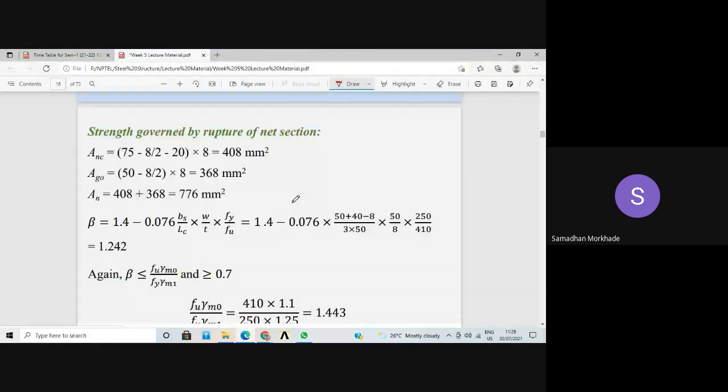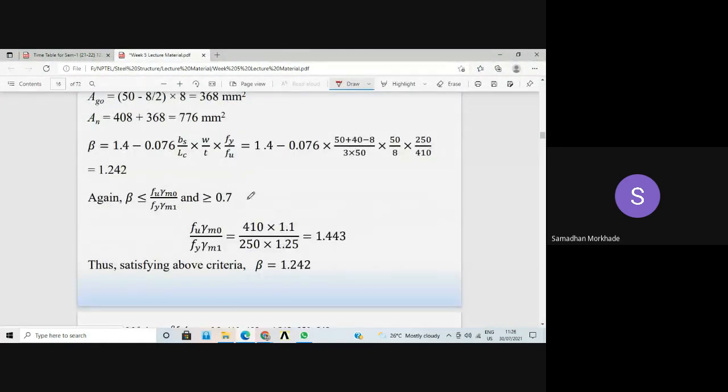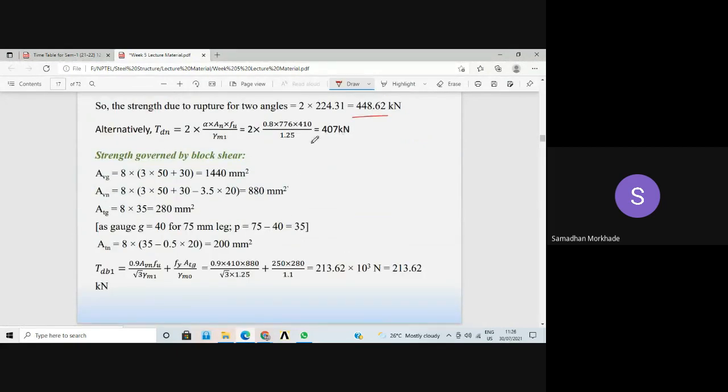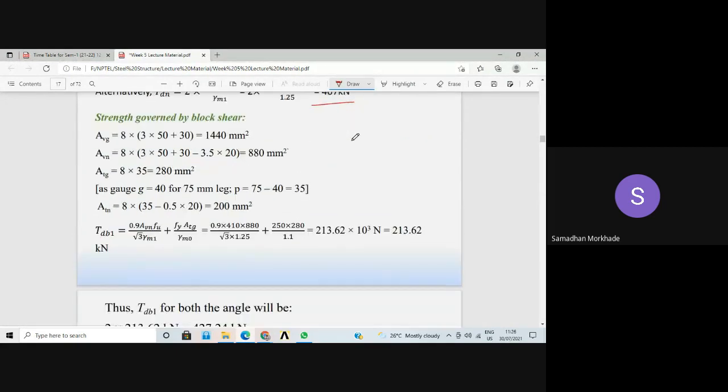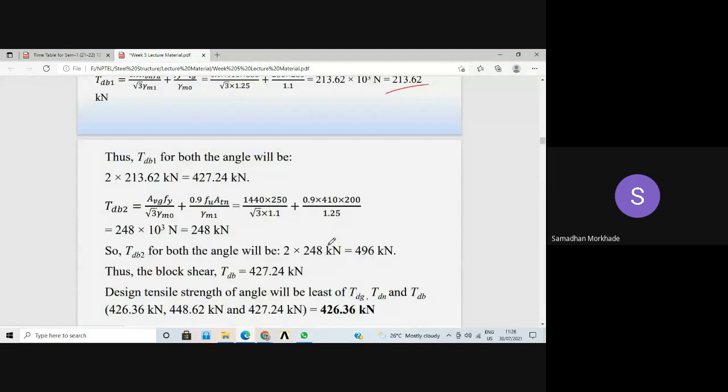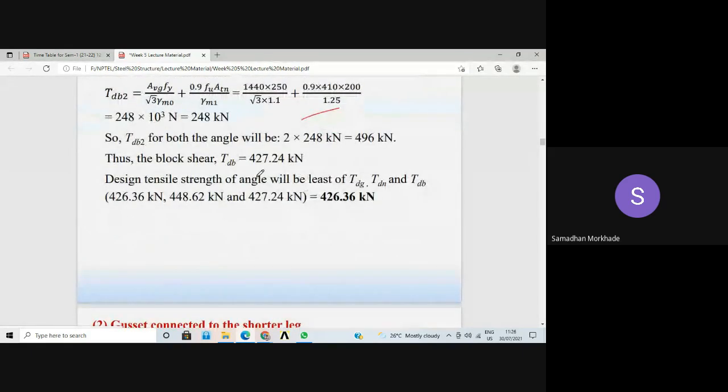So this is TDG. How to calculate TDN, that again we discussed for the bolted connections. TDN by approximate formula, and lastly block shear failure. AVG, AVN, ATG, ATN, and this is the block shear value. Out of that, design tensile strength is very important. Design tensile strength is the minimum of these three: TDG, TDN, and TDB. Out of these three, whichever is minimum, that is the design tensile strength, as per IS 800 clause 6.2.